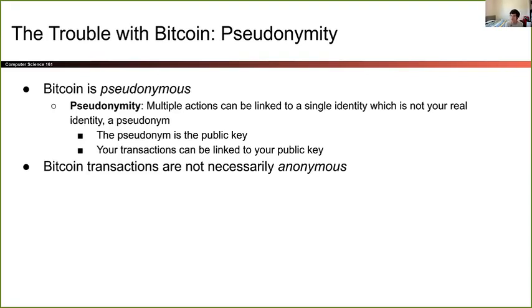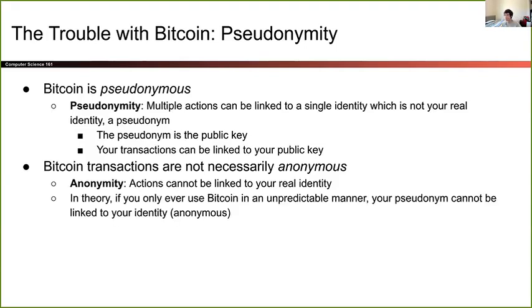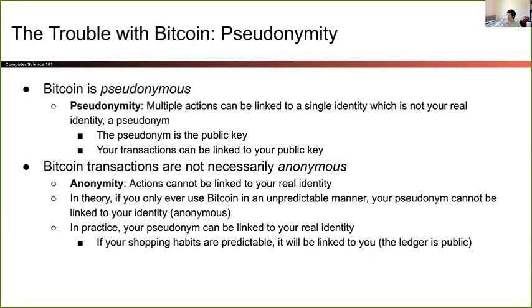This means that Bitcoin's not necessarily anonymous. So I know anonymity is often what people say is a selling point for Bitcoin, but anonymity really means that actions just cannot be linked to your real identity. So with pseudonymity, in theory, if you only ever use Bitcoin in an unpredictable manner, then no one can say, oh, that public key actually belongs to, say, Perrin or Nicholas. But if you don't do that, your public key can be linked to you. So if, say, your shopping habits are predictable, for example, Perrin always goes on Amazon and buys sneakers, I don't know, at 4:15 in the morning, then I can see, oh, if there's a transaction to Amazon's public key at 4:15 in the morning, then it's likely that that public key belongs to Perrin. So now I know Perrin is doing XYZ, and that's not anonymous.